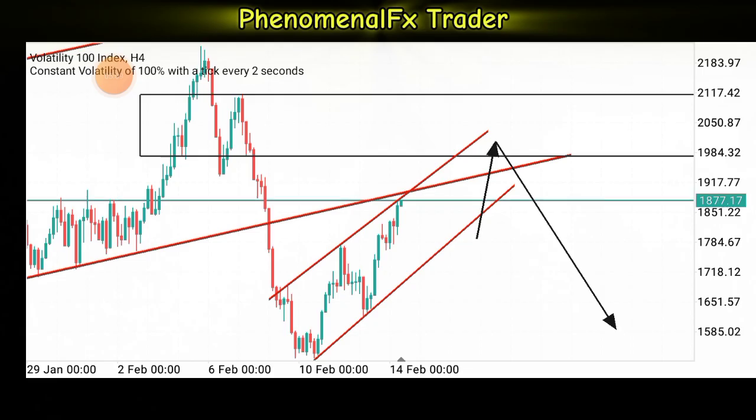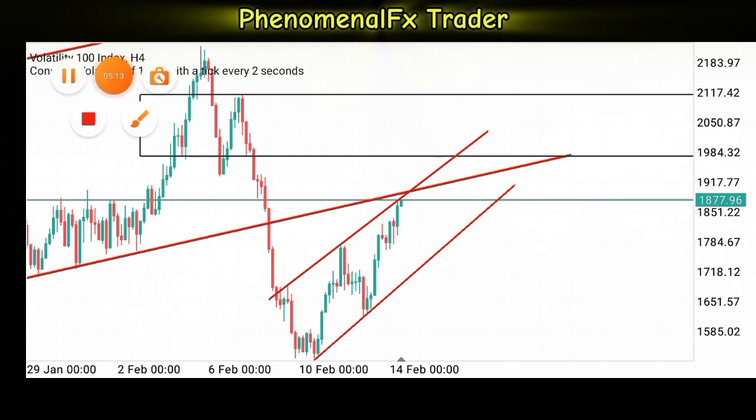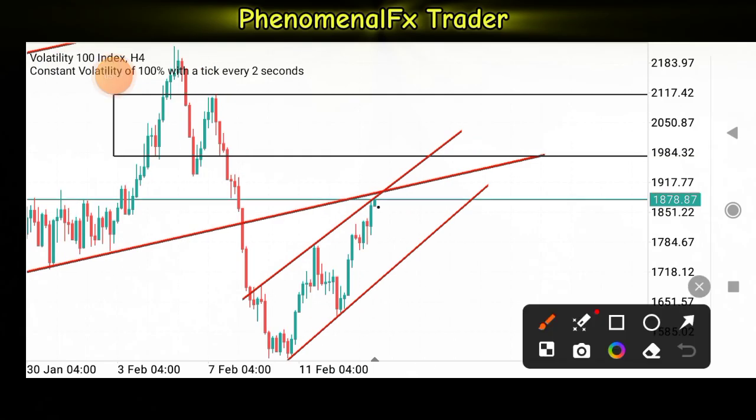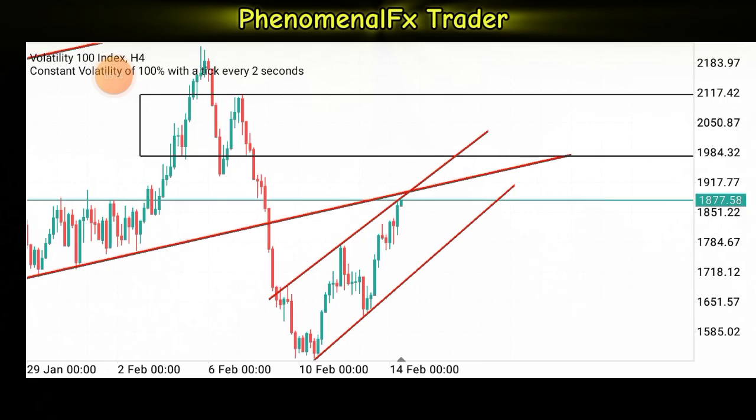So there will be pullbacks, and the market will be creating higher highs and higher lows till it gets there. So we are expected to be seeing things like this. Market will be doing this till it gets to this zone. Then it sells nicely. That's when we'll find our entry.